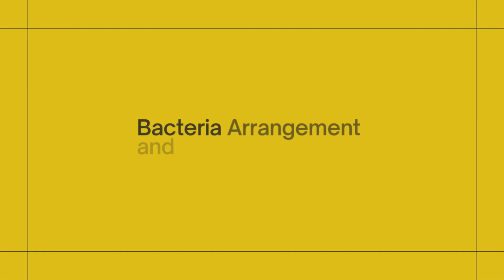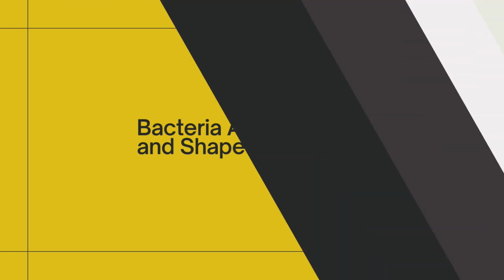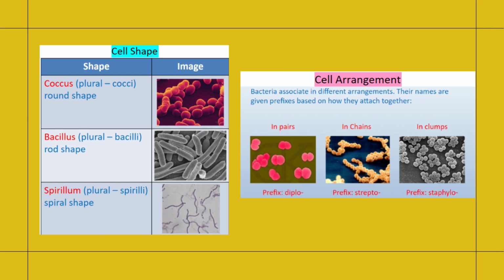Bacteria associate in different arrangements. Their names are given prefixes based on how they attach and their shapes. Coccus means round shape, bacillus means rod shape, and spirillum means spiral shape. Diplo means in pairs, strepto means in chains, and staphylo means in clumps. For example, streptococcus would look like round shapes arranged in chains.